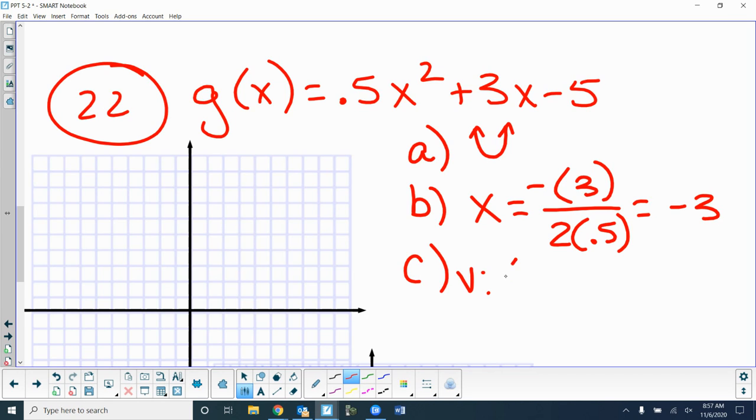C, vertex, -3. -3 squared is positive 9, times a half would be 4.5, right? Yeah. 3 times -3 is -9, minus 5. All right? -9.5. Right, because this is 4.5, and 4.5 minus 9 is negative 4.5, minus 5 is negative 9.5.